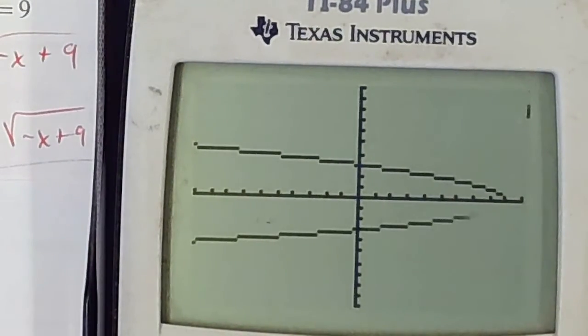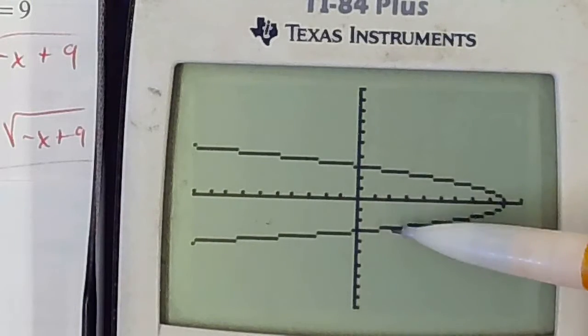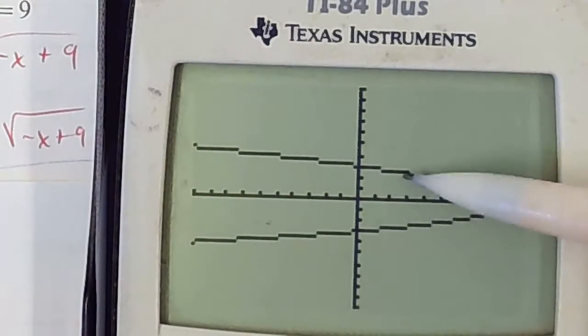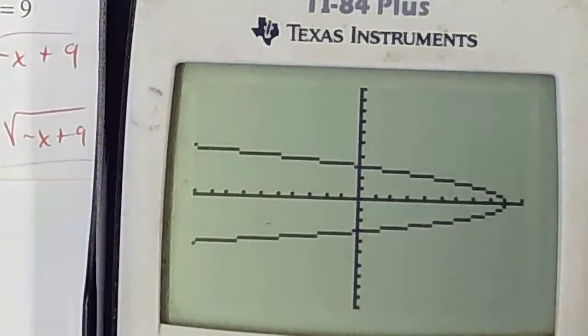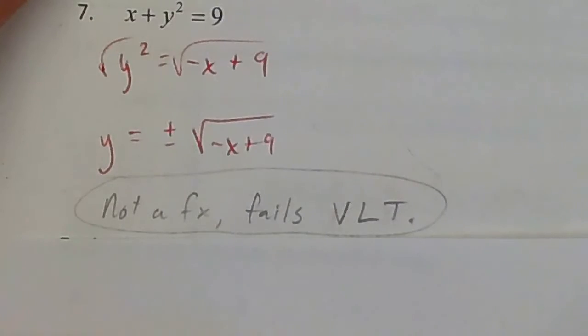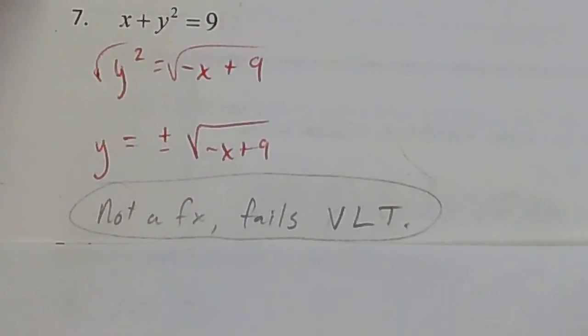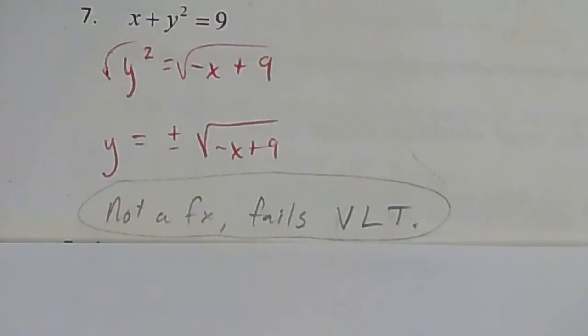All right, not going to pass the vertical line test, is it? Looks like one of those graphs on page 50. Okay, each x, we do not have 2 different y values. I'm sorry, we actually do have 2 different y values, and that does not work. So, nope, not a function. It fails VLT. Okay. Not a function, fails the vertical line test.